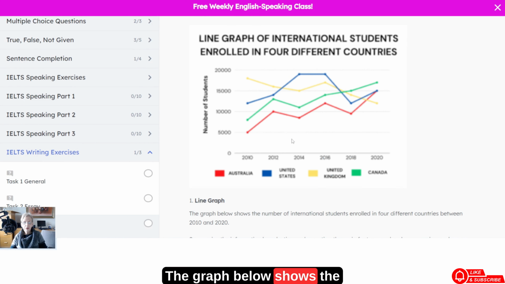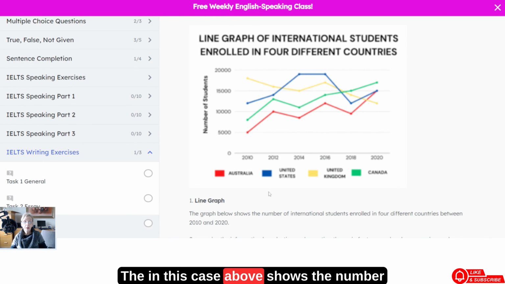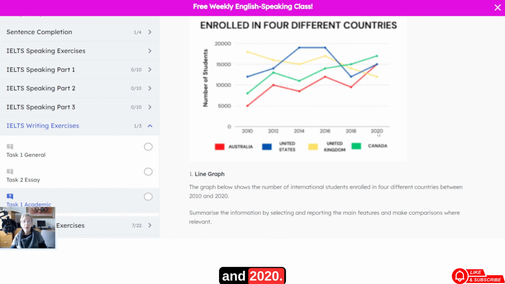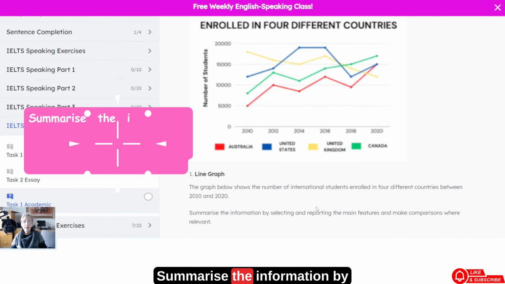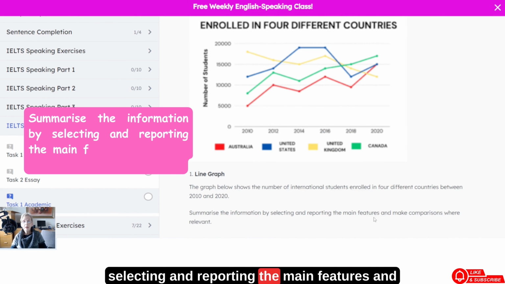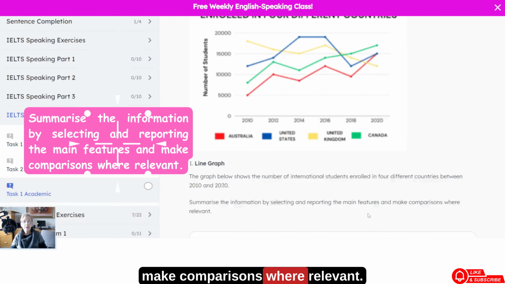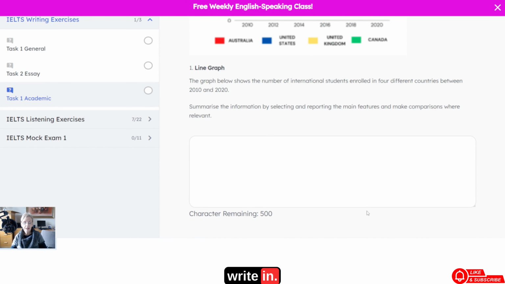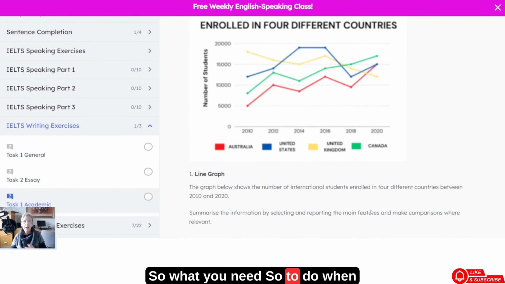The graph above shows the number of international students enrolled in 4 different countries between the years of 2010 and 2020. Summarize the information by selecting and reporting the main features and make comparisons where relevant. And then you have a block to write in. So what you need to do when you're looking at a graph, you describe the overall, which has been done here for you. It isn't always done for you.